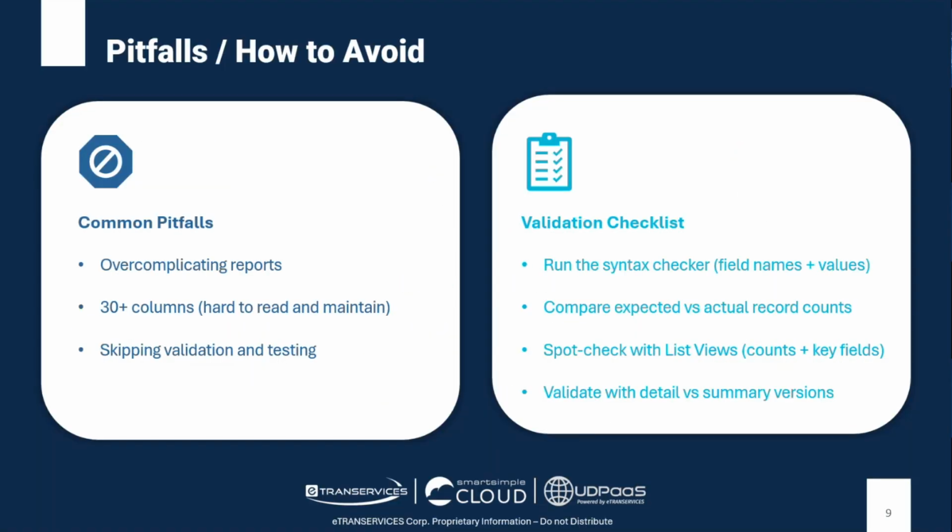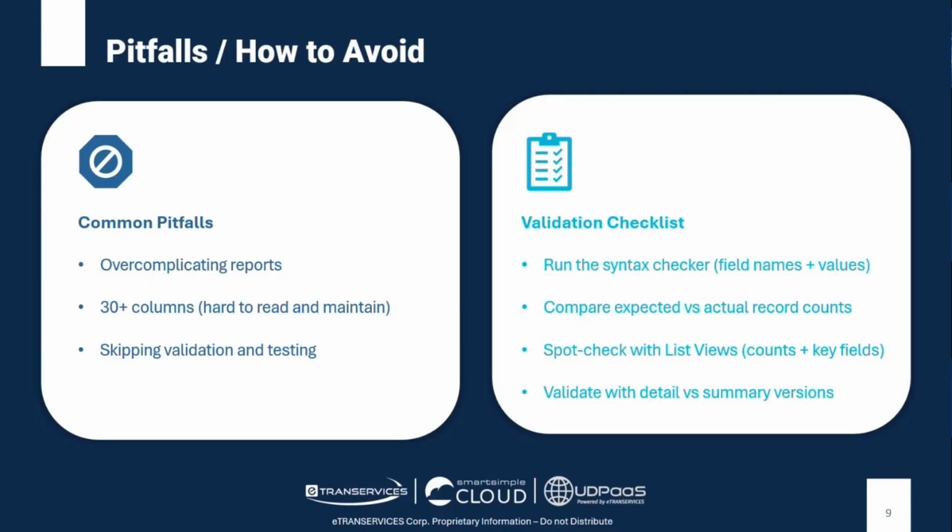Lastly, here are some common pitfalls that you may find: building overcomplicated reports, having 30 plus columns, or skipping validation and testing. These pitfalls can be avoided by incrementally building, previewing, and saving your reports as you go along. The validation checklist here on the right can be used as a guide to help test your reports.